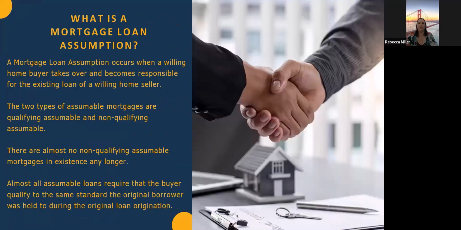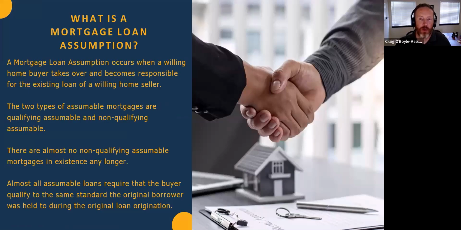All right. What is a mortgage loan assumption? Well, a mortgage loan assumption occurs when a willing home buyer takes over and becomes responsible for the existing loan of a willing home seller. The two types of assumable mortgages are qualifying assumable and non-qualifying assumable. However, there's really no non-qualifying assumable in existence anymore. That was something that existed in 1989 and before and was phased out to move towards the full qualifying assumable. And almost all assumable loans require that the buyer qualify to the same standard the original buyer was held to during the original loan origination.